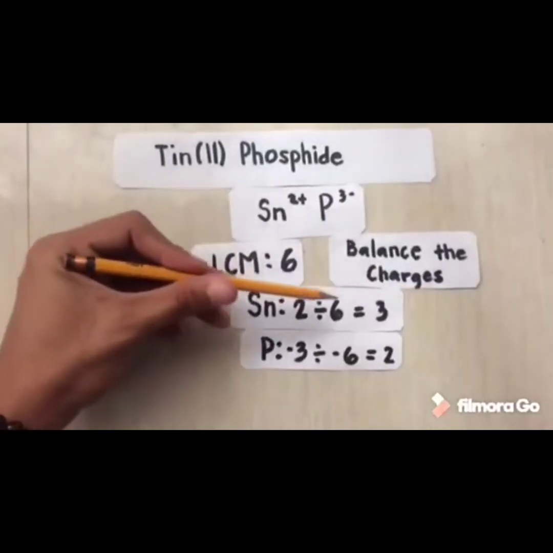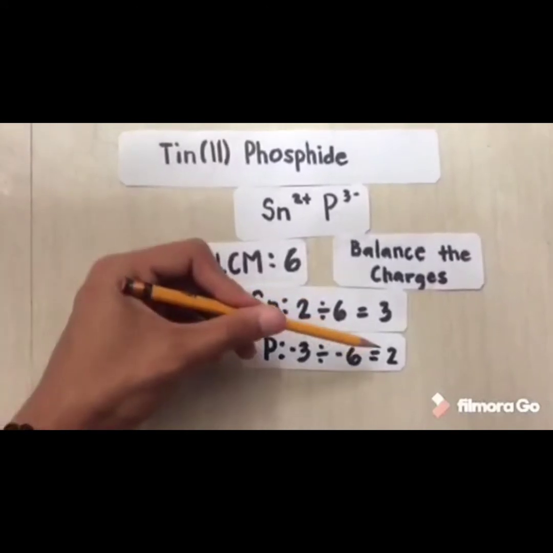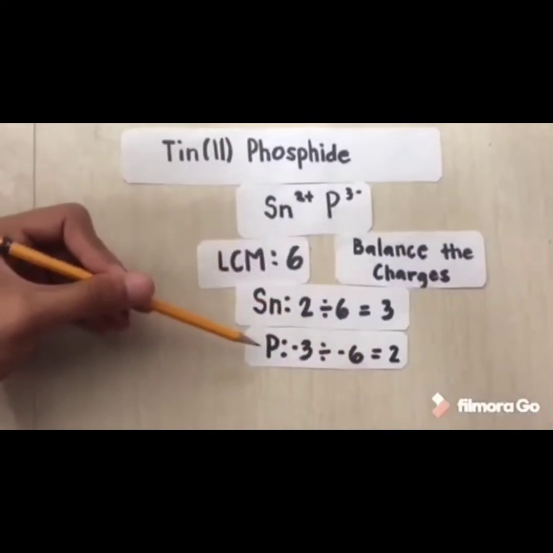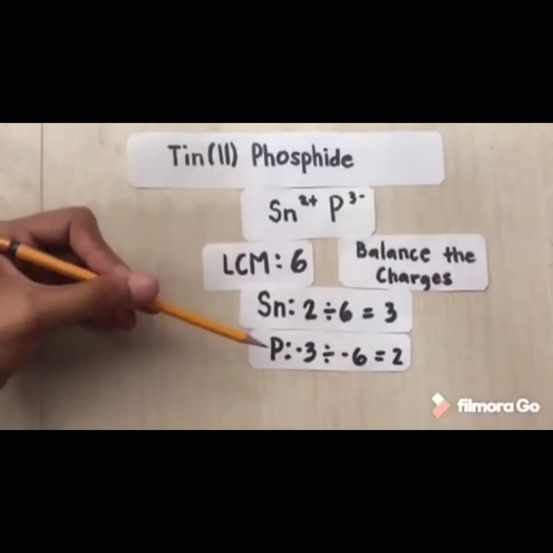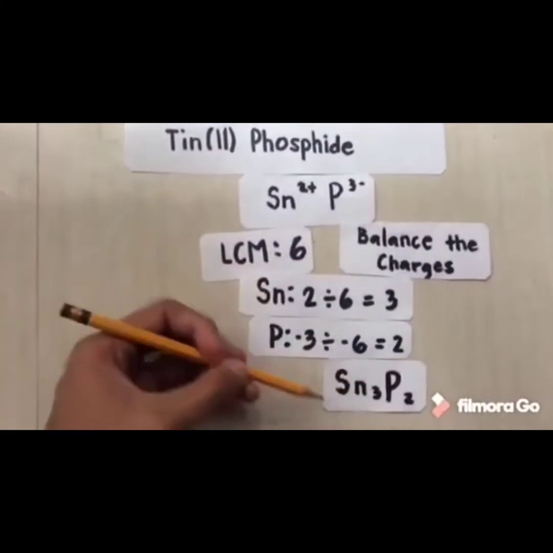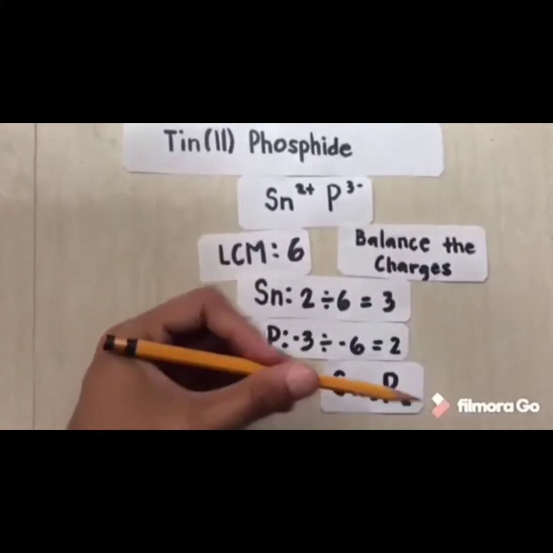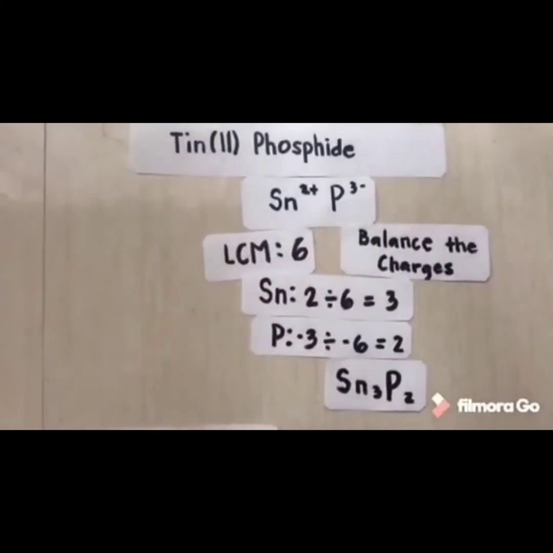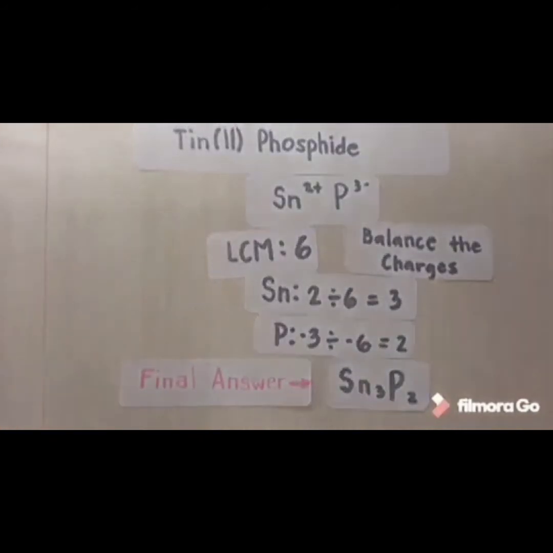We need 3 atoms of tin and 2 atoms of phosphorus or phosphide in order to balance the charges. It should look like this: Sn3P2, and that will be our final answer.